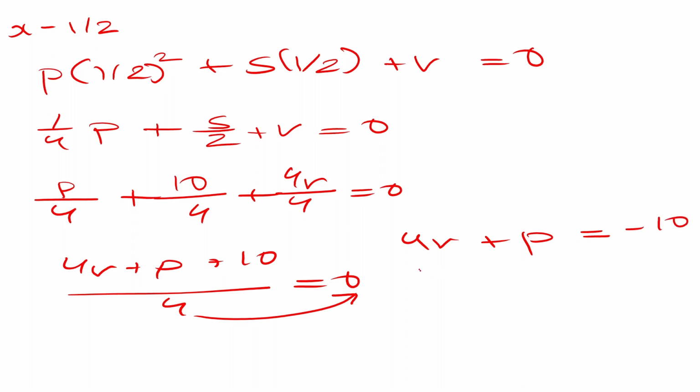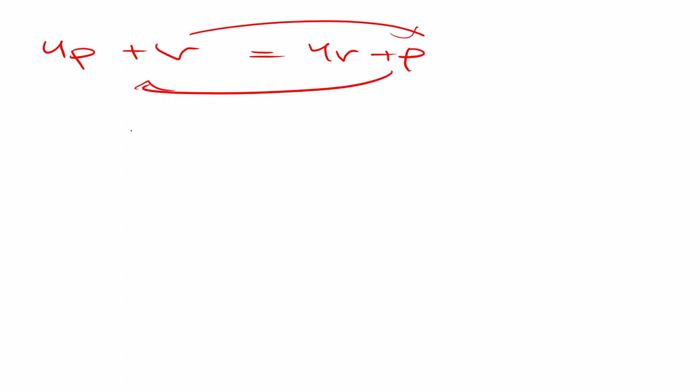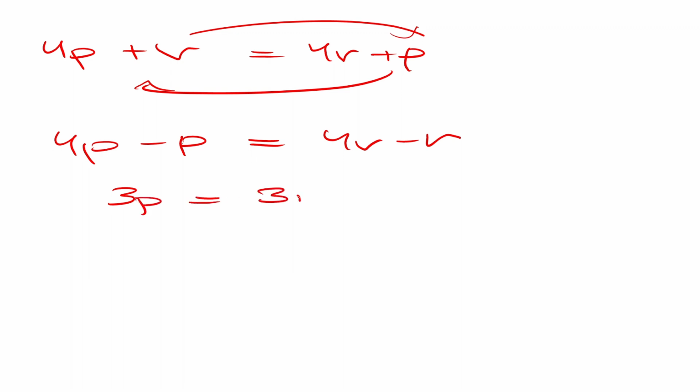And according to equation 1, we had 4p plus r is equal to minus 10. Both of them are equal. So if we try to simplify both the equations, what do we get? 4p plus r is equal to 4r plus p. Take this side, take this side. 4p minus p is equal to 4r minus r. 3p is equal to 3r, cancel. p is equal to r. Extremely simple if you know that both the values should be equal and you'll be able to transpose them.